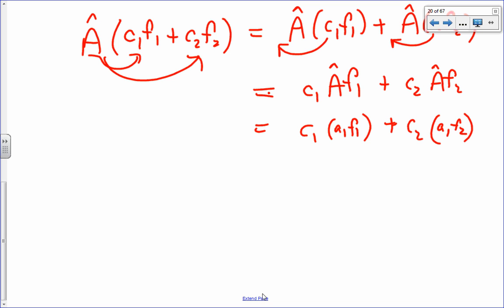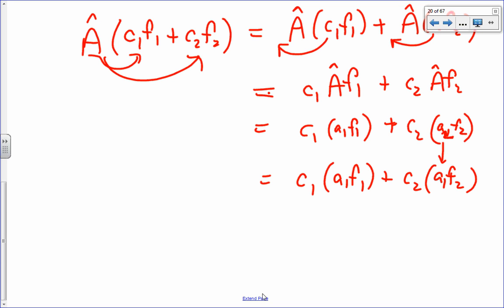Let's call that A2 F2. So let's do it step by step. Okay, and then you can say that C1, that's C1 A1 F1, plus C2, and I'm going to call A2 A1 now because they're the same, A1 F2.